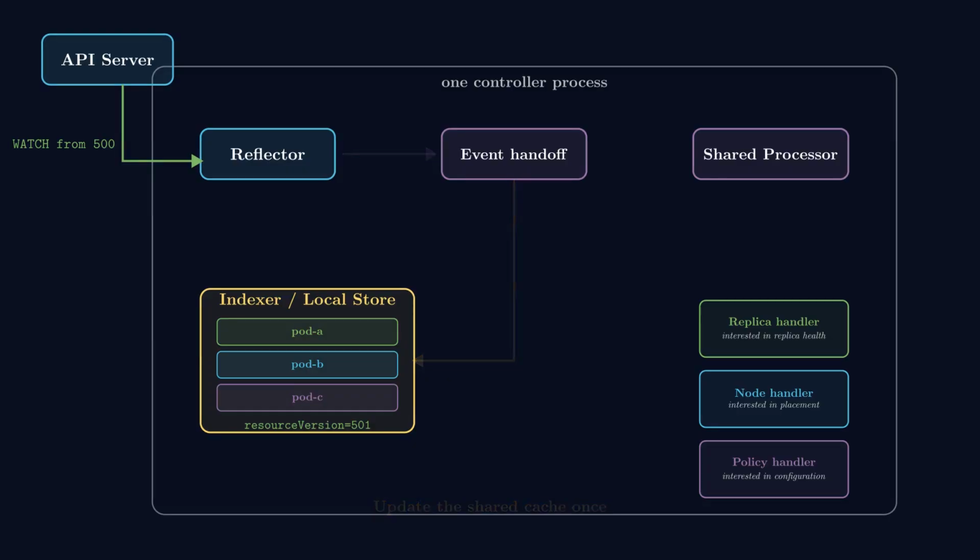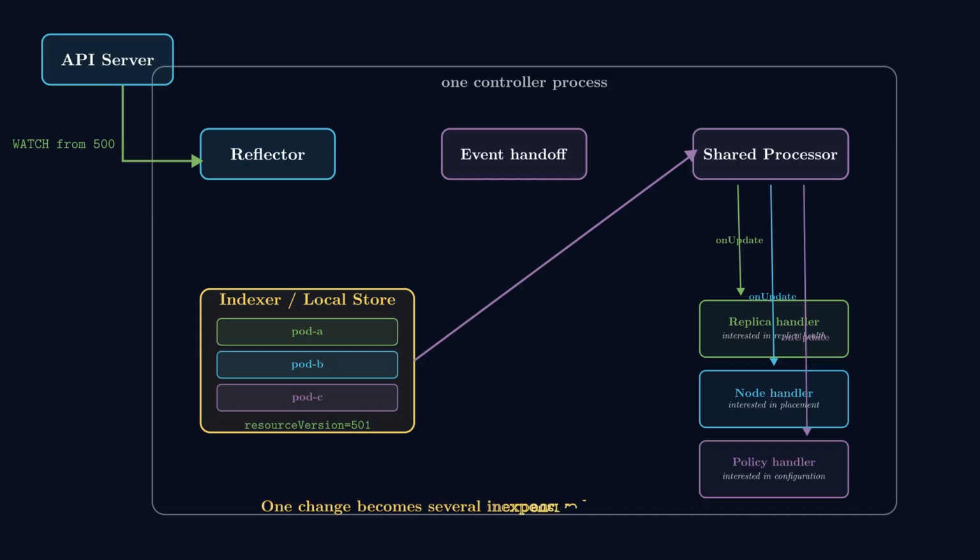Once the local store is updated, the shared processor tells all registered handlers that something has changed. This happens inside the same process, so the handlers do not need their own separate watch connections. Kubernetes watches the change once and then shares that update with all the interested handlers.